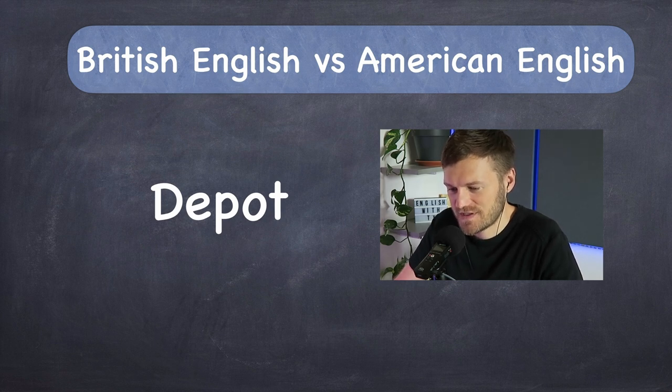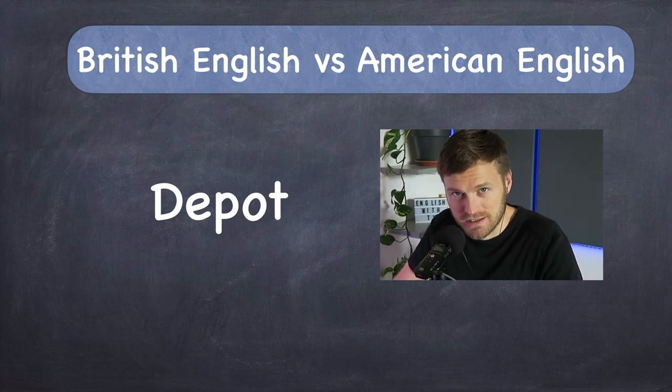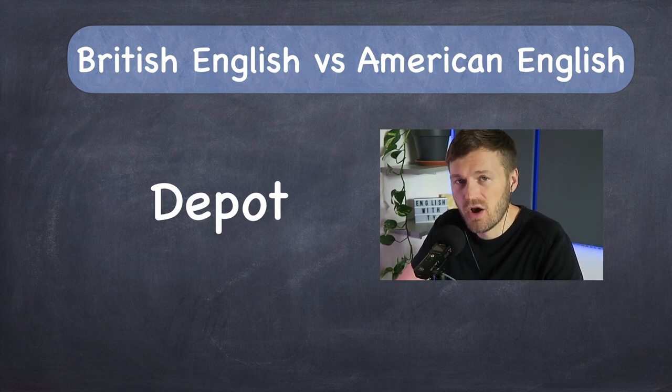And this is where it gets interesting because in British English, this would be pronounced depot. Not by everyone, but some people in the UK will pronounce this depot, meaning the E at the beginning is pronounced like a E sound, depot. And the T at the end is silent. So it's not depot. And in American English, the E at the beginning would be pronounced like a E. So it's depot with a very long E sound, depot. So in British English, it's depot. In American English, it's depot.